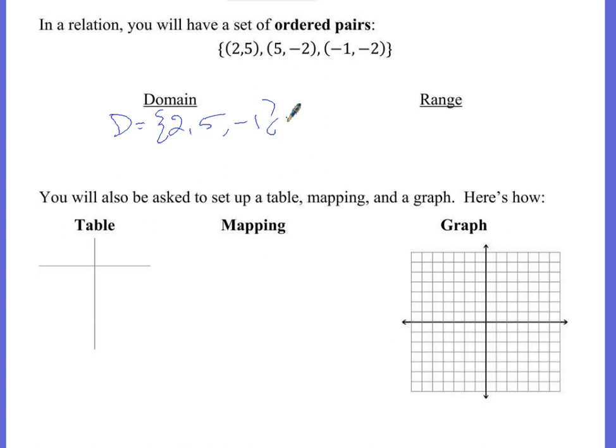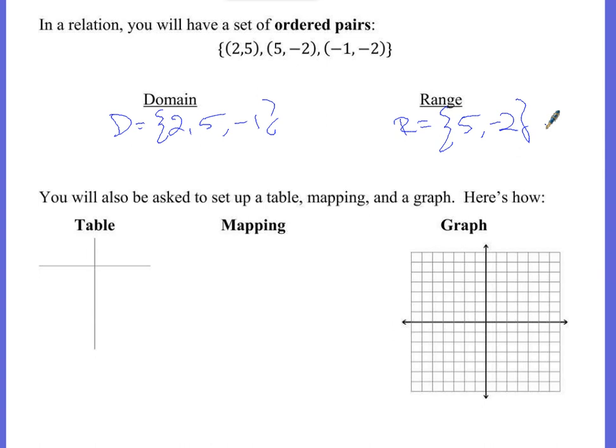So what will I write for range then? R equals, squiggly bracket, what? 5, -2, and then we have -2 again, and we don't write the repeats. Have we talked about that? Okay. We don't write the repeats there.